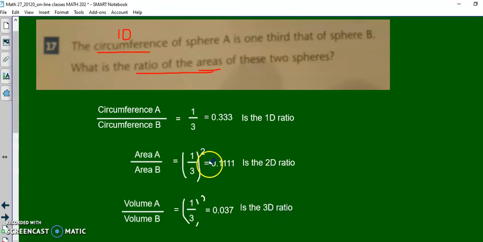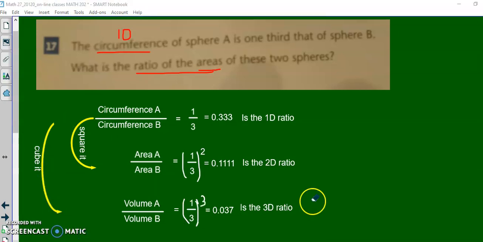So how do we go from the 2D ratio to the 1D ratio and the 3D ratio? Well, to go from here to here, I just have to square it. So if you know the 1D ratio, square it, and you will get the 2D ratio. And if you know the 1D ratio and you want to get to the 3D ratio, all you have to do is cube it. So to the power of 3.